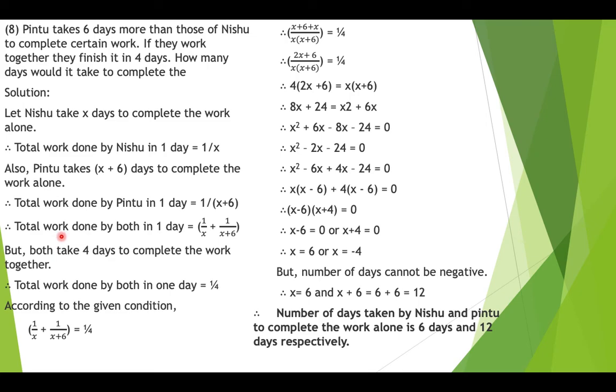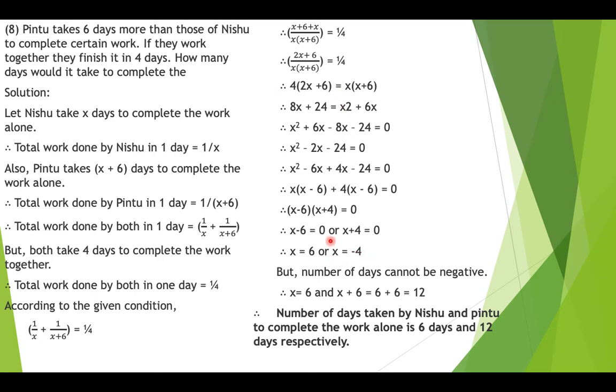So, the total work done by Pinto and Nishu in 1 day is 1 by X plus 1 by X plus 6. But both take 4 days to complete the work together. So, according to the given condition, 1 by X plus 1 by X plus 6 is equal to 1 by 4. So in 1 day, they do 1 by 4 work. So solving this, we will get X is equal to 6 and X is equal to minus 4.